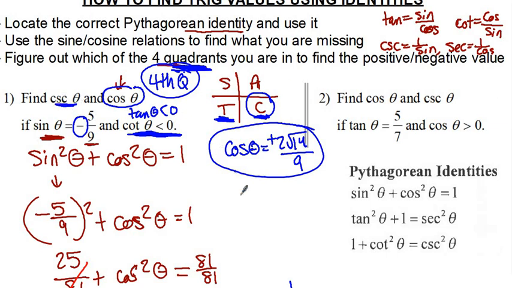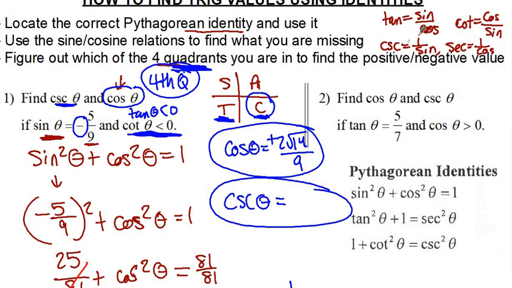Now let's find cosecant. Cosecant is even easier to find in this case. We don't actually have to do any math. We know up here that cosecant is 1 over sine. So we know that sine is negative 5 over 9. That means cosecant is negative 9 over 5. We just find the reciprocal.